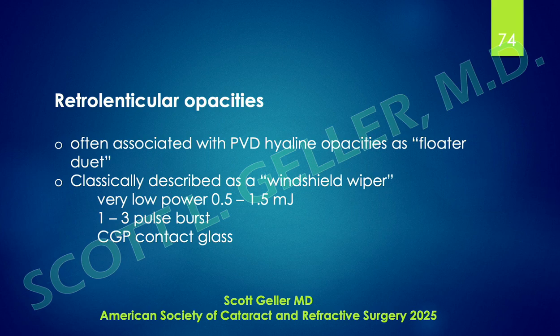You have to use very low power. Very often, low power meaning a half a millijoule to maybe 1.5, maybe 2 millijoules. 1 to 3 pulses per shot. Very often single pulses if it's close to the crystalline lens, the natural lens of the eye. And a CGP contact glass, which gives you that big cone angle and shortens the ellipsoid shape of the optical breakdown. Extremely important if you want to go after those things.